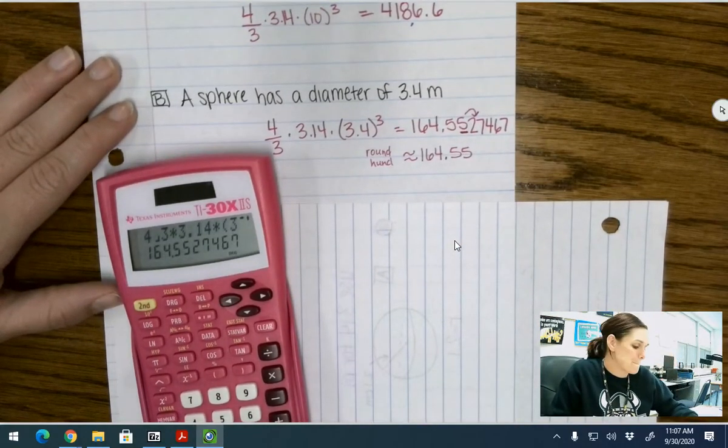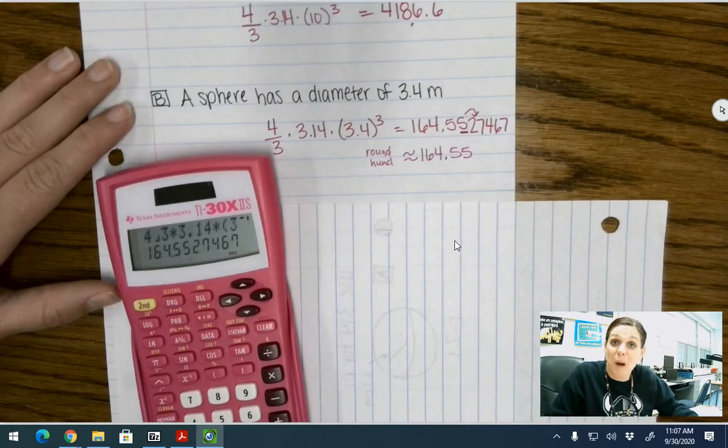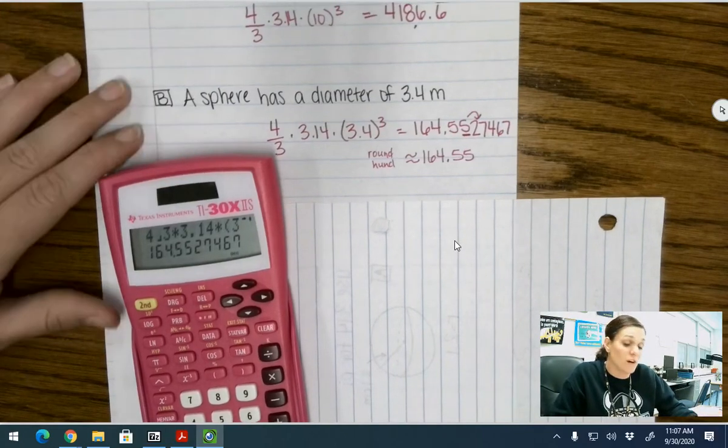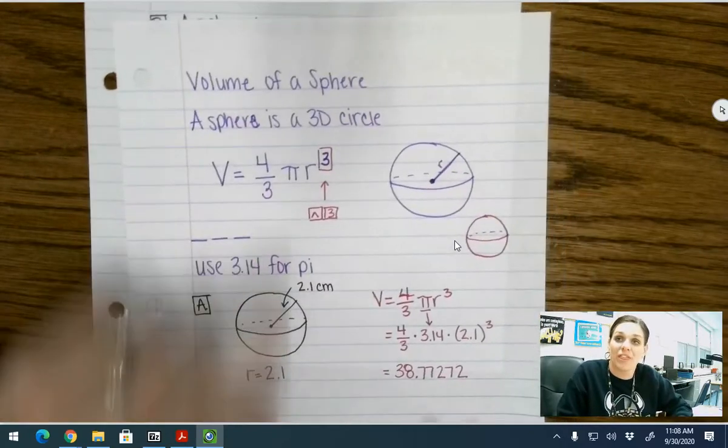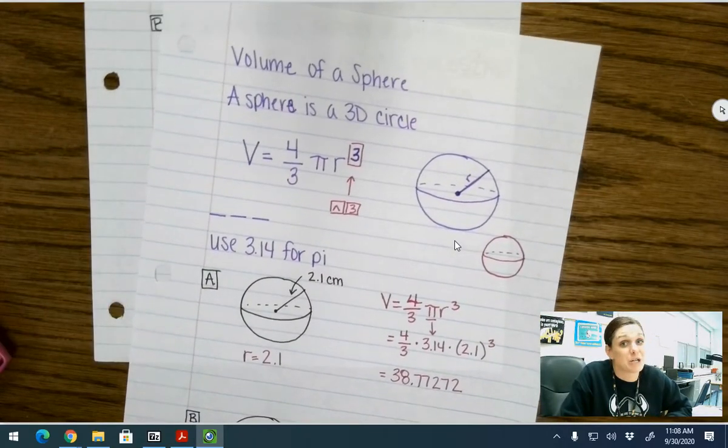All right. Hopefully this video helped you out in finding the volume of a sphere. Keep in mind and always remember what your formula is that you are working with, and make sure you're able to type it into your calculator correctly.